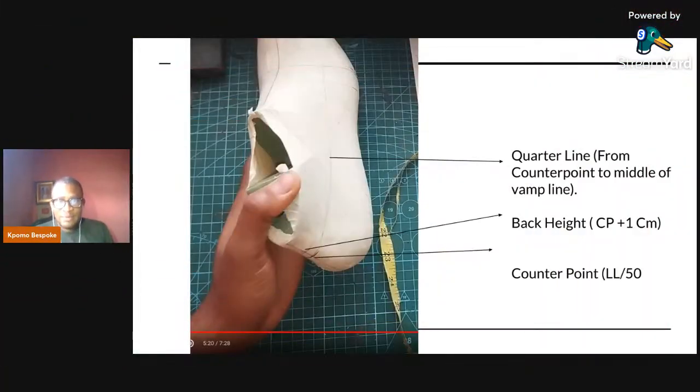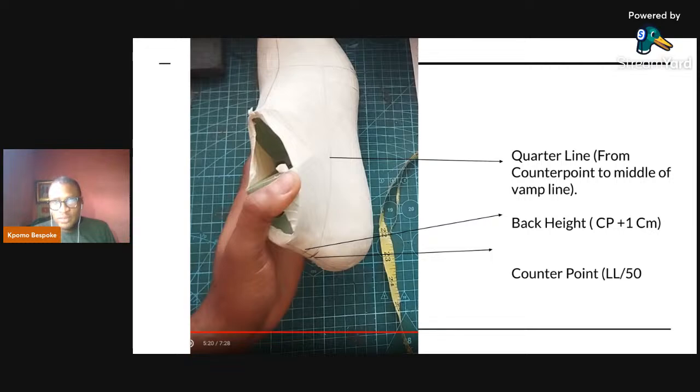The formula is that the measurement of your counterpoint is 1/5 of your last length. So you might want to take that down. 1/5 of your last length will give you your counterpoint, and you measure your counterpoint from the bottom of the center line here, going upwards on the back center line. So that's it.